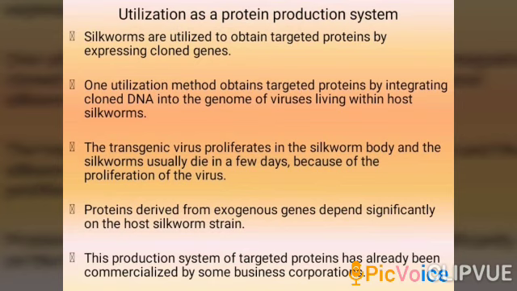Utilization as a protein production system. Silkworms are utilized to obtain targeted proteins by expressing cloned genes. One utilization method obtains targeted proteins by integrating cloned DNA into the genome of viruses living within the host silkworms. The transgenic virus proliferates in the silkworm body, and silkworms usually die in a few days because of the proliferation of the virus. Proteins derived from exogenous genes depend significantly on the host silkworm strain. This production system of targeted proteins has already been commercialized by some business corporations.